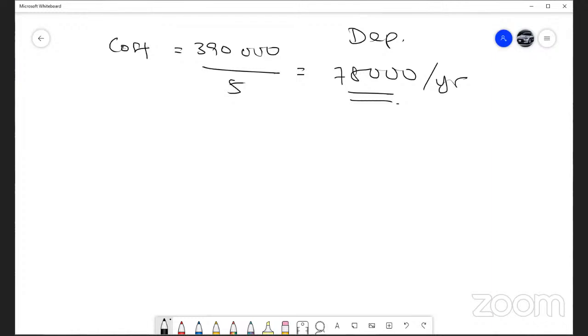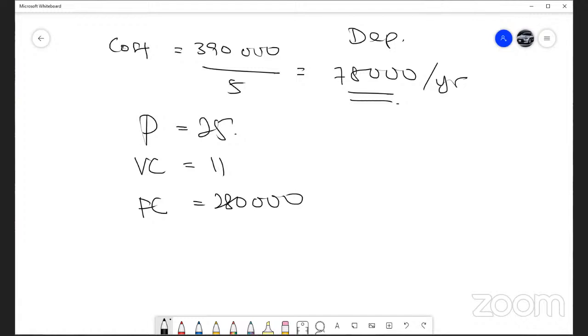Then each toy sells for $25. Selling price $25. Variable cost $11. Fixed cost $280,000. Corporate tax rate 0.34. Appropriate discount rate 12%. What is the financial break-even point for the project?